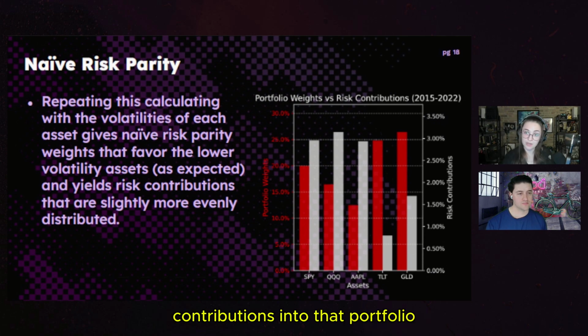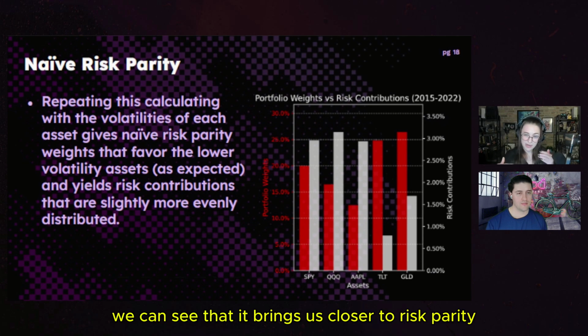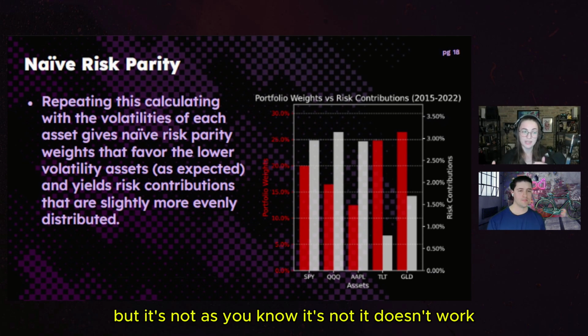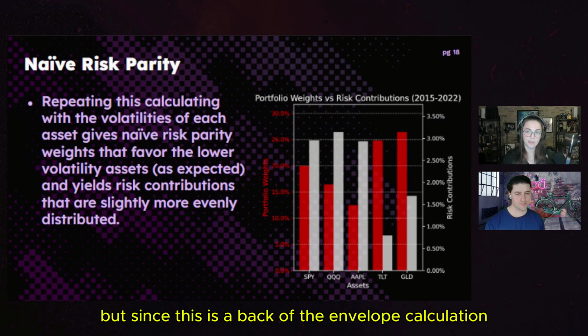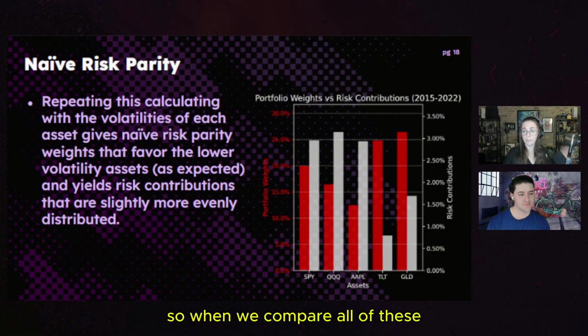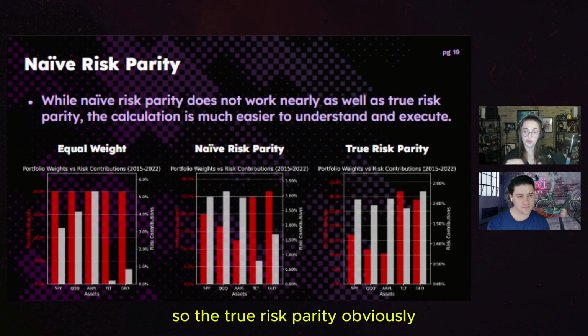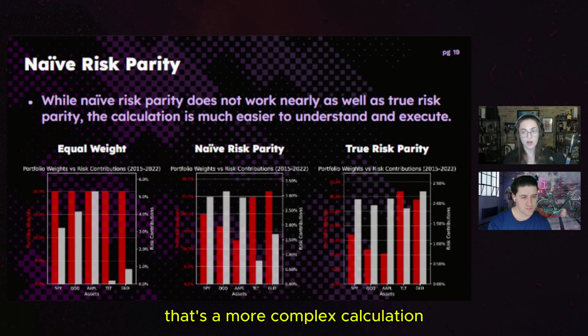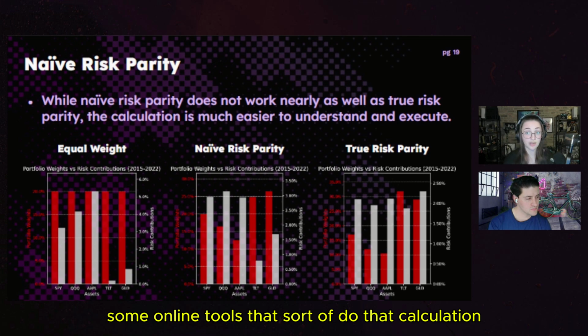When we look at the risk contributions into that portfolio, those white bars again, we can see that it brings us closer to risk parity, but it doesn't work as well as true risk parity. But since this is a back of the envelope calculation, it does get us a little bit closer, which is nice. So when we compare all of these, the true risk parity is obviously our goal. And that's a more complex calculation that we'll get into next week. We'll also show some online tools that do that calculation for you.